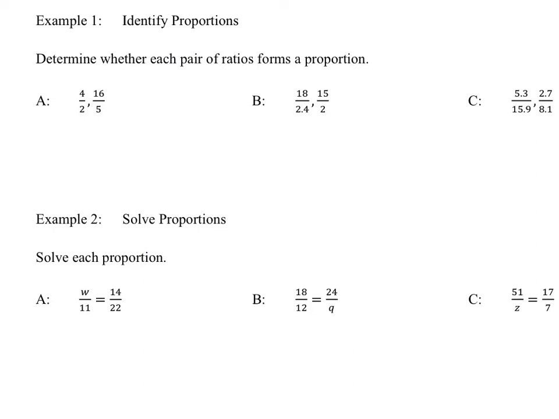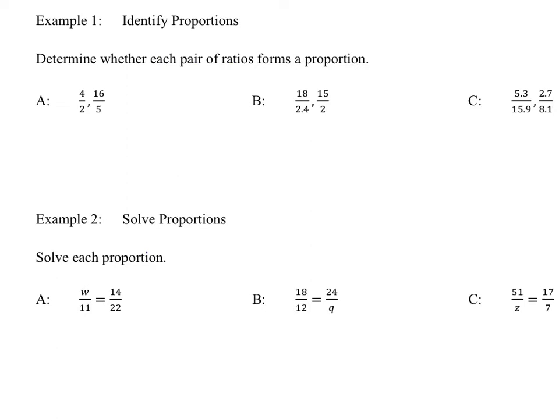Okay, so now let's go down to Example 1, identifying proportions. A proportion is just two ratios set equal to each other. Remember, a ratio is just a fraction. You're comparing something to something else. So we need to determine if these pairs form proportions, if these ratios make a proportion. In order to do that, you need to see if they are equal. The easiest way I think to do that is to use cross multiplication or cross products.